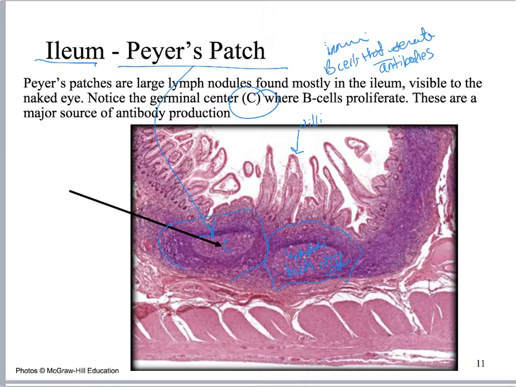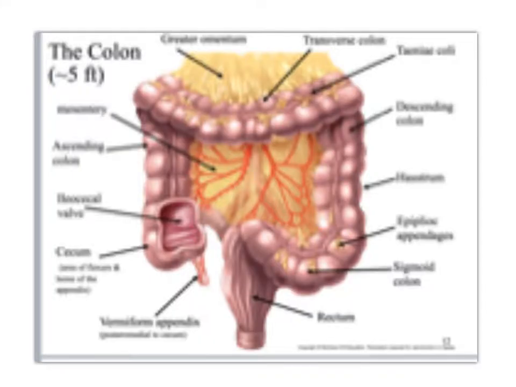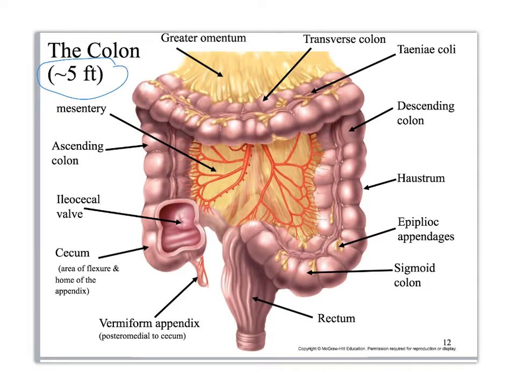Okay, next slide. All right, now we are moving on to the large intestines. A synonym is colon. Again, I don't care what word you use. Now, your colon is approximately 5 feet long when you're dead. When you're alive, it's a little bit shorter because of muscle tone, okay? It is gonna start right here with the ileocecal valve. Now, this, you can see, it's been cut so that you can see into it.